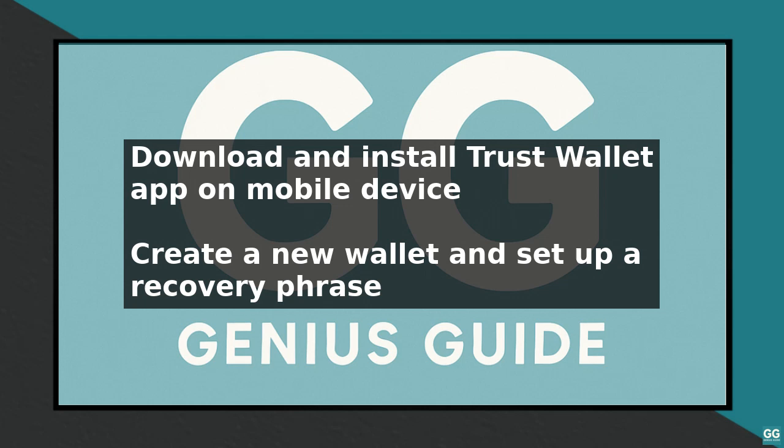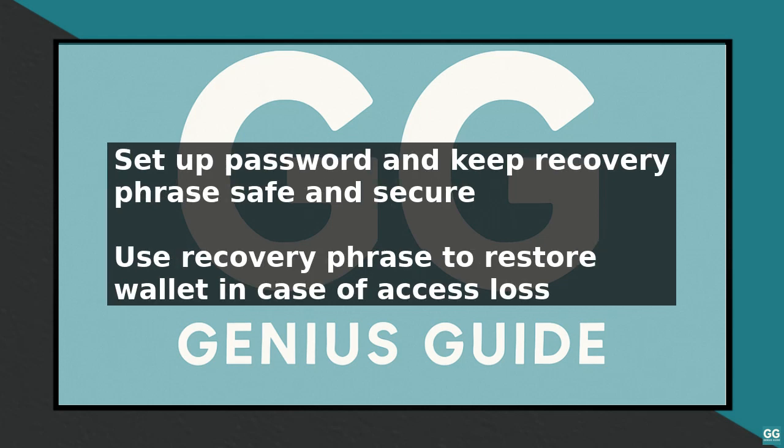Once installed, open the app and click on Create a new wallet. You will be asked to create a password and set up a recovery phrase, which is a list of words used to restore your wallet in case you lose access to it. It is essential to keep your recovery phrase safe and secure, as it can be used to access your wallet and funds. After setting up your wallet, you will be taken to the main dashboard, where you can view your wallet balance, transaction history, and other settings.